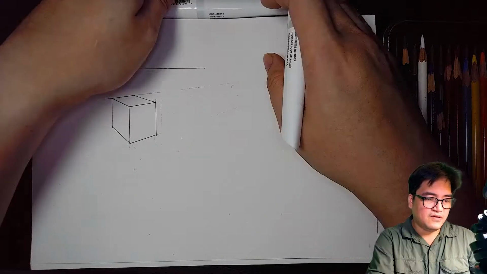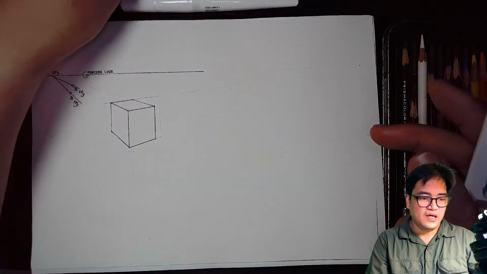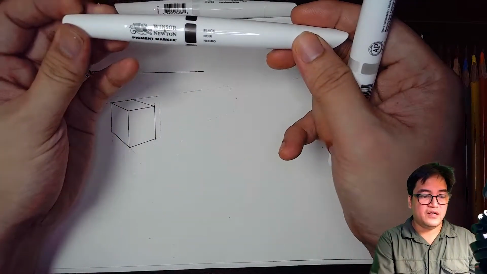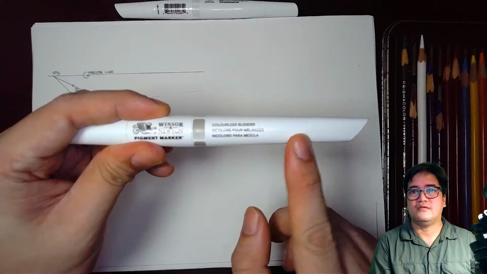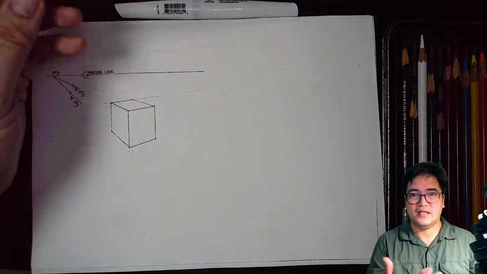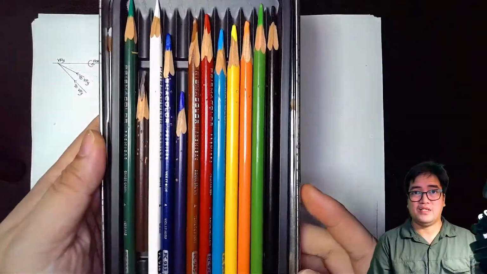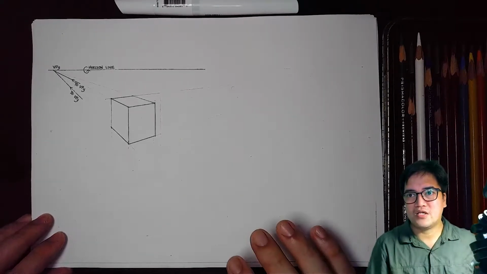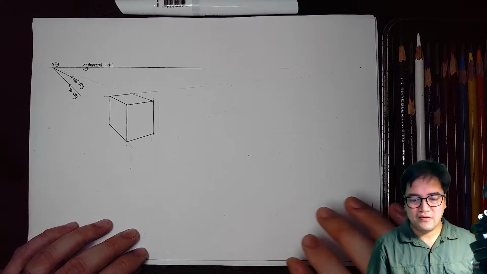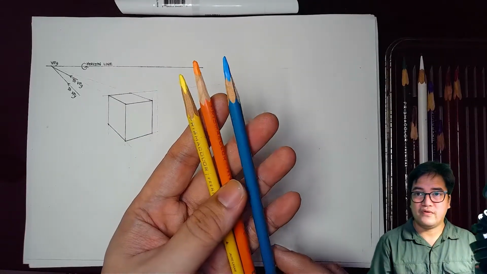So I have the cool grays 1, 2, 5, and plus I have an additional black, and then I have a colorless blender that I'm going to be using to blend. And then I'm going to be using colored pencils. This is basic Prismacolor for indicating where my shadow line direction is, my light direction. For yellow, I'm going to be using these. I'm going to be using blue for vertical line.